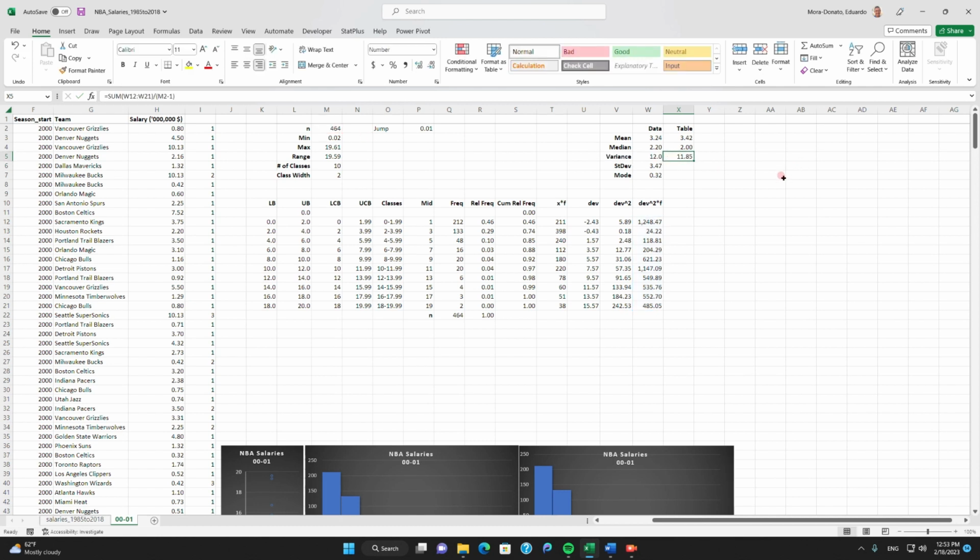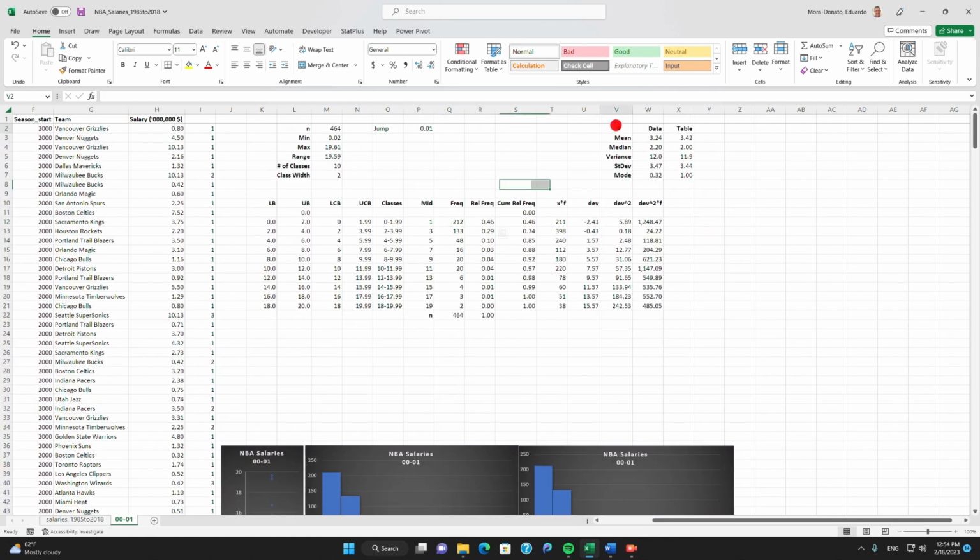So 11.85, pretty close to 12, right? And then just the square root of this is going to be the standard deviation. So 3.44 as opposed to 3.47, so pretty close. And the mode, 0.32, well, it will be according to this about 1 million, because this is the class with the highest frequency.